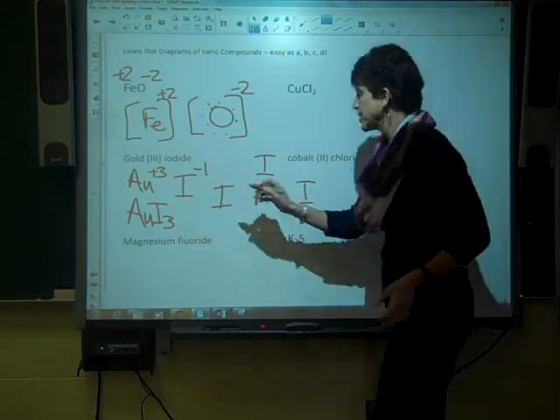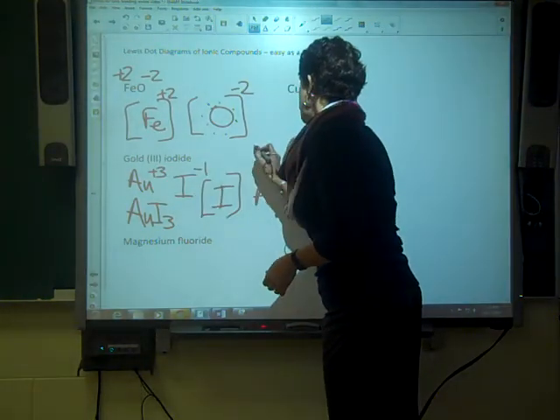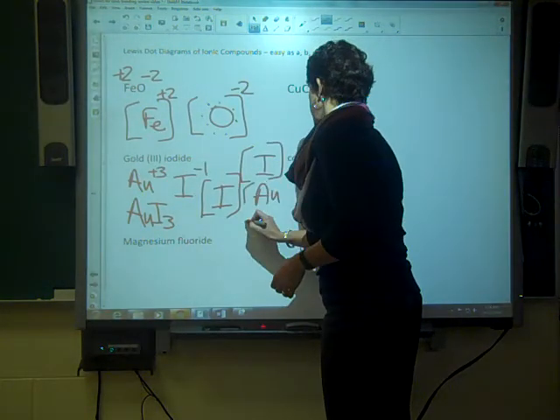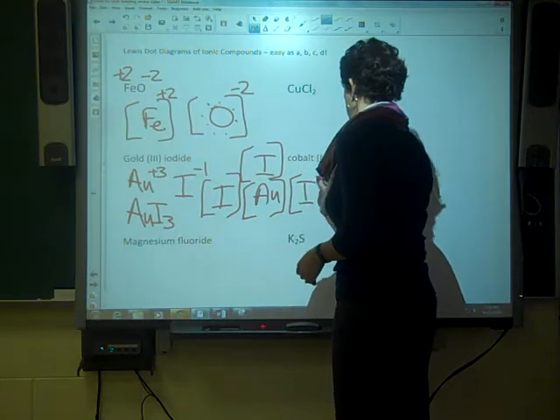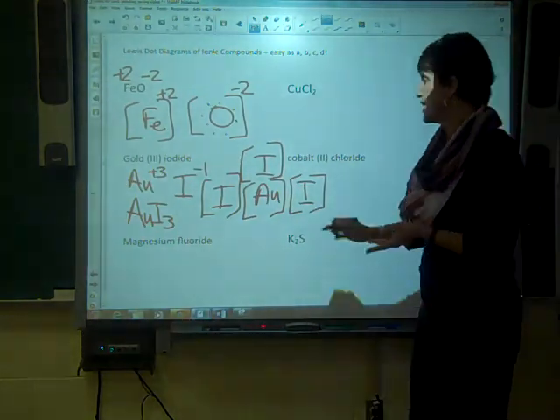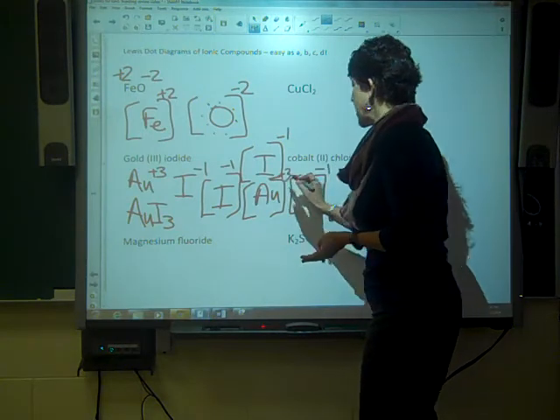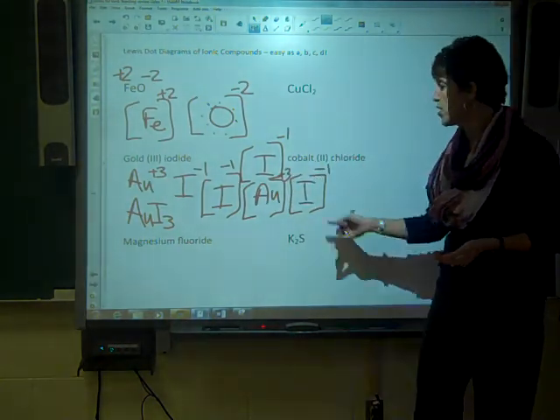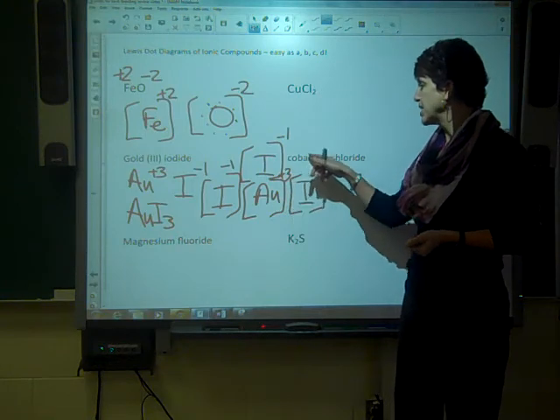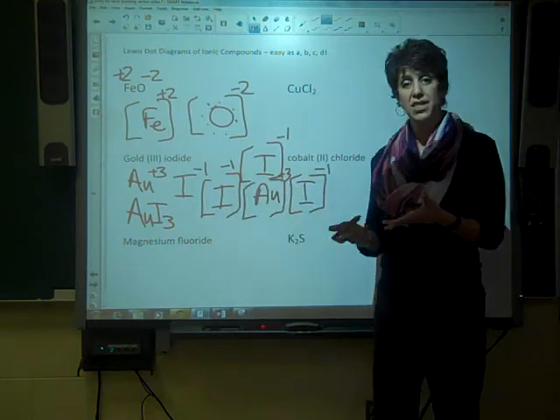So A for atoms. B for bracket. C for charges. -1, -1, -1, +3. You'll notice it does come out to 0. A +3 -1, -1, -1 gives me 0.